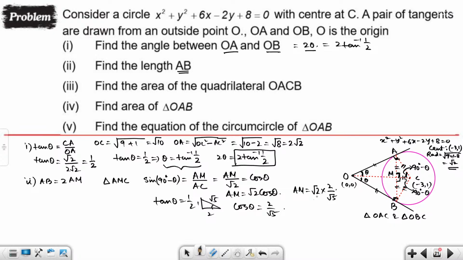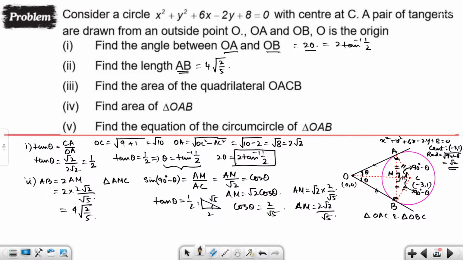Is it clear? So AM is coming to 2 root 2 over root 5. Okay, so what will be your AB? It is 2 times AM. So that gives us 4 root 2 over root 5. That's the length of AB, which is 4 times root 2 over 5. I hope it is clear to all.